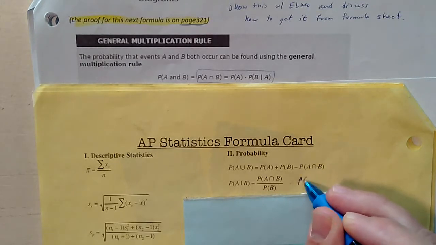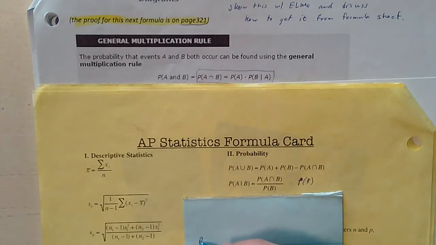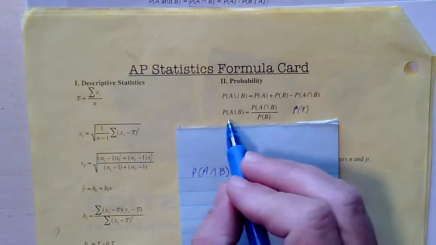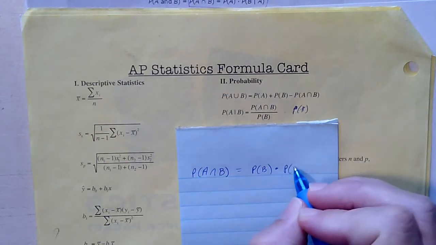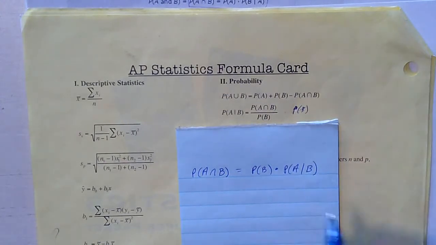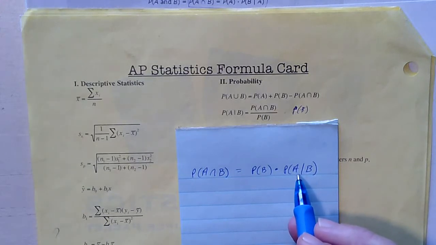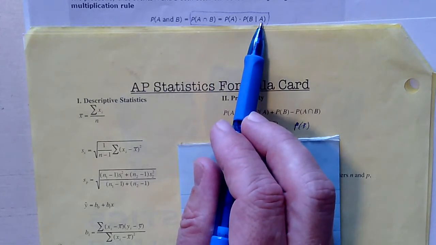So if I multiply that and balance the equation, this is what we get. Probability of A and B equals probability of B times the probability of A given B. Here in the notes, they kind of switched this around. They have the A first, but notice it was given A already happened.